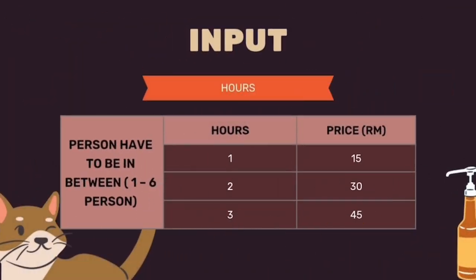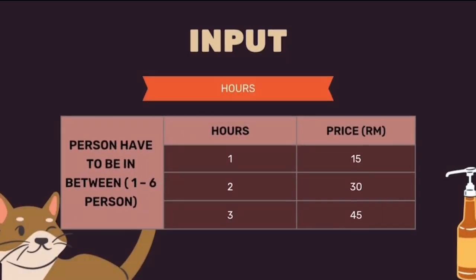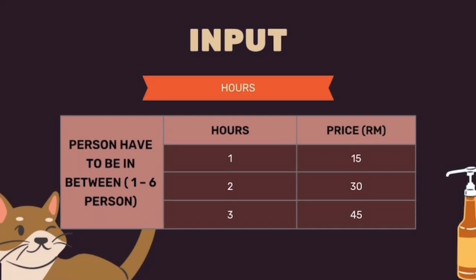Next, I'm going to explain about our analysis of our project. For the first input, we have hours, which costs 50 ringgit per hour, followed by the following limitation of 3 hours, and a person have to be in between 1 until 6 only.